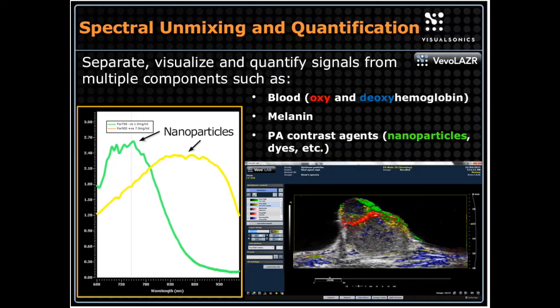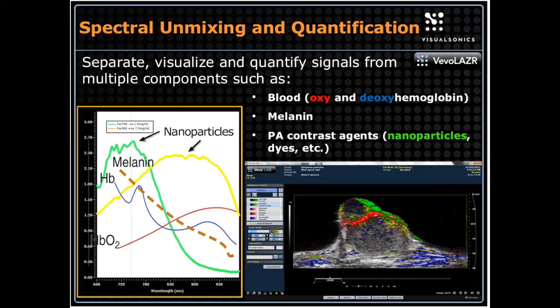One is targeted, one is non-targeted in this case, and then we can see the distribution of the targeted and non-targeted. But we also have other absorbers in there, keep in mind: oxygenated hemoglobin, deoxygenated hemoglobin, and melanin, and we're able to separate all these components and then display them multiplexed, like the image you see here, with blue being deoxygenated hemoglobin, red being oxygenated hemoglobin, green being the non-targeted particle, and yellow being the targeted particle.